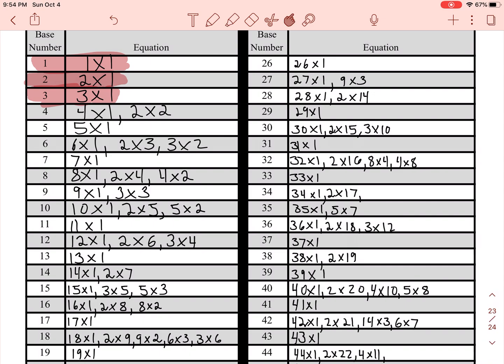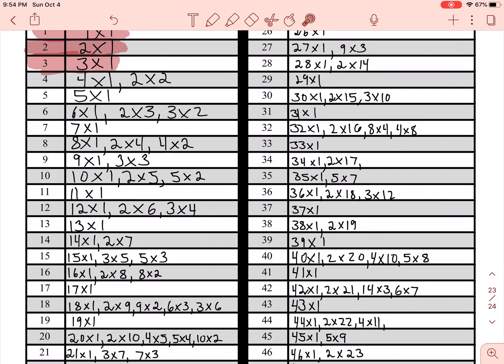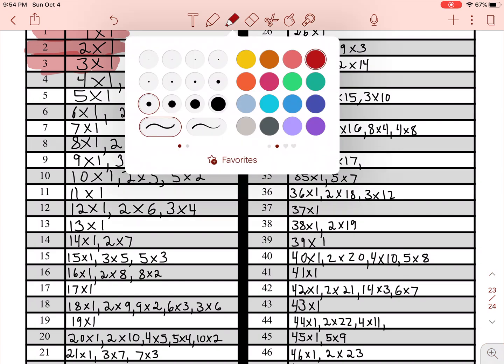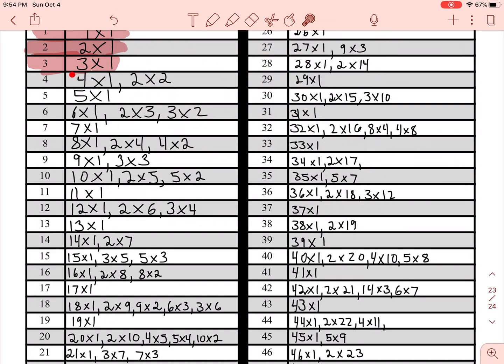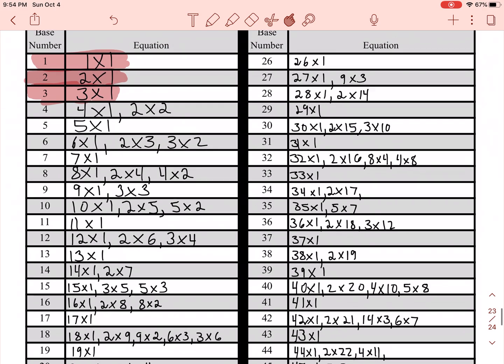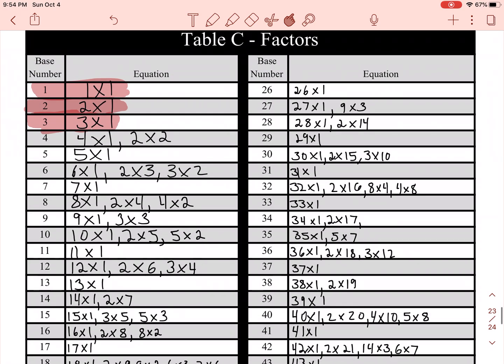How about the number 4? How can I make the number 4? Let's see, I can get it by multiplying 4 times 1 and 2 times 2. 4 has a few factors. 4 is one factor, 1 is one factor, and 2 is another factor. Now these are two different examples. You don't have to shade this, but I'm just going to shade it just for fun here. I'm going to make this one green here.